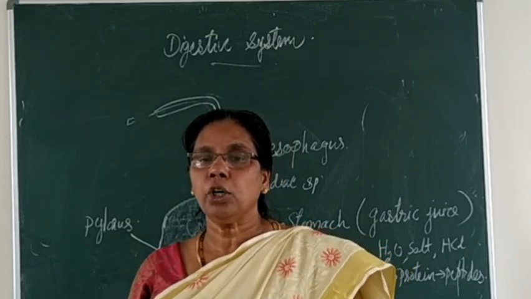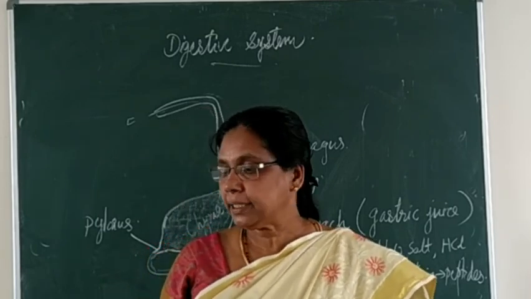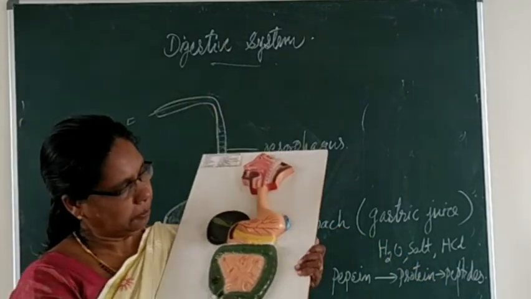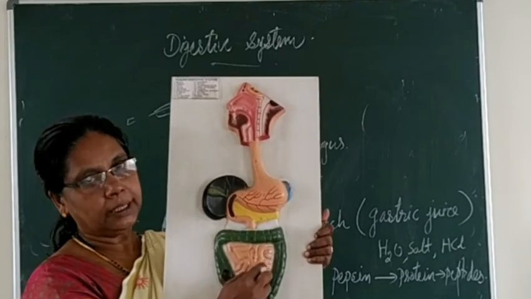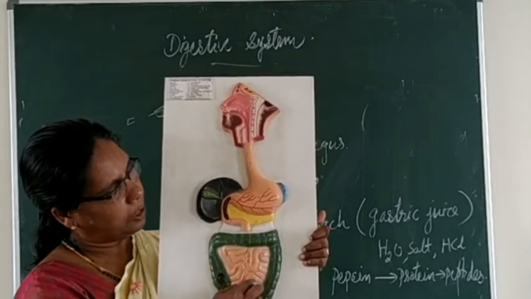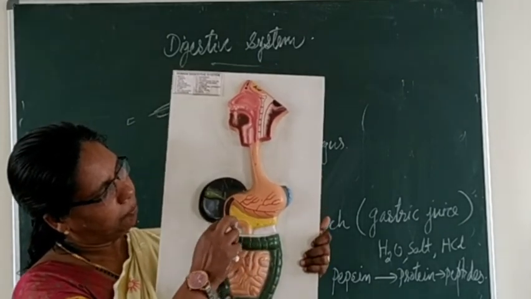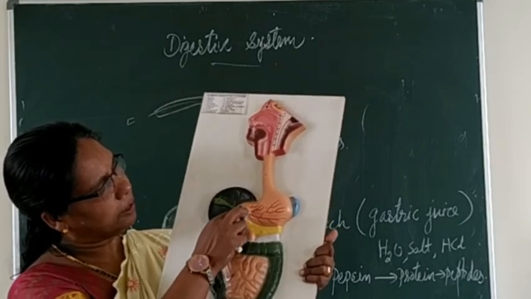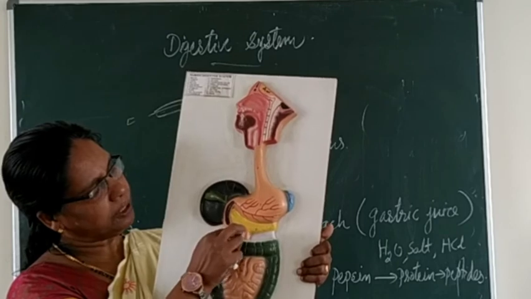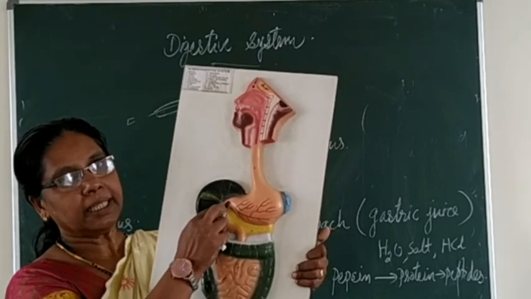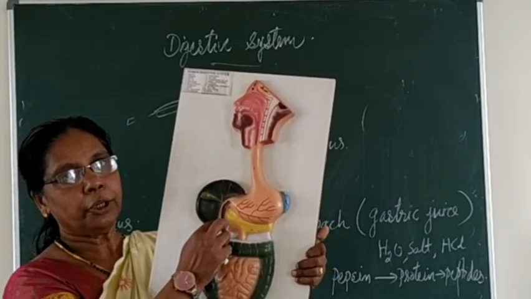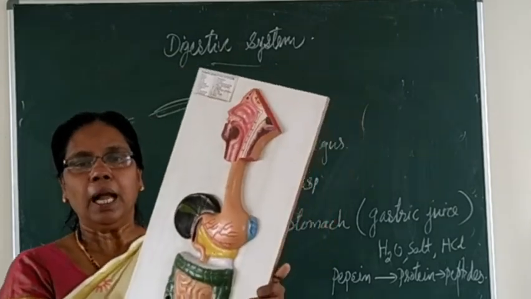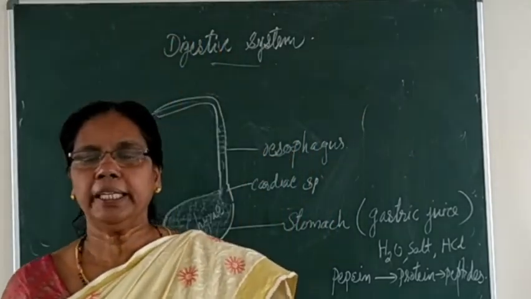Duodenum is the short upper part next to the stomach. Here you can see this pink colored part is the coiled structure. What is shown here? See, from here it is entering. From the stomach, this first region is nothing but what? Duodenum. The first part is called duodenum, and it is 12 fingers in width.